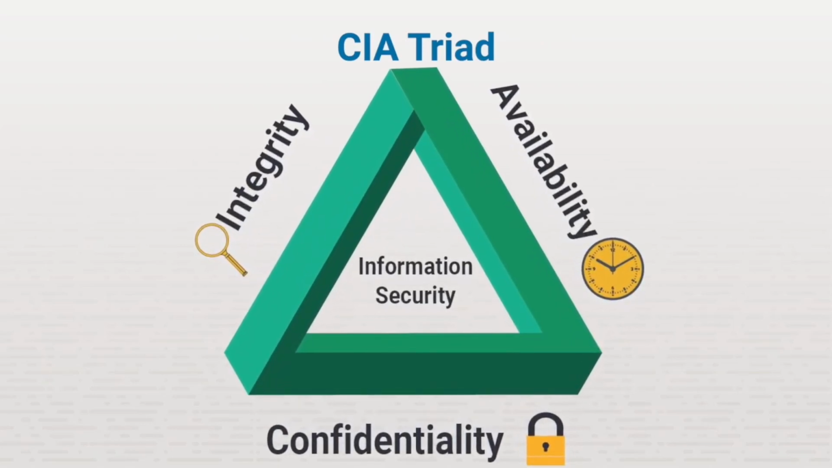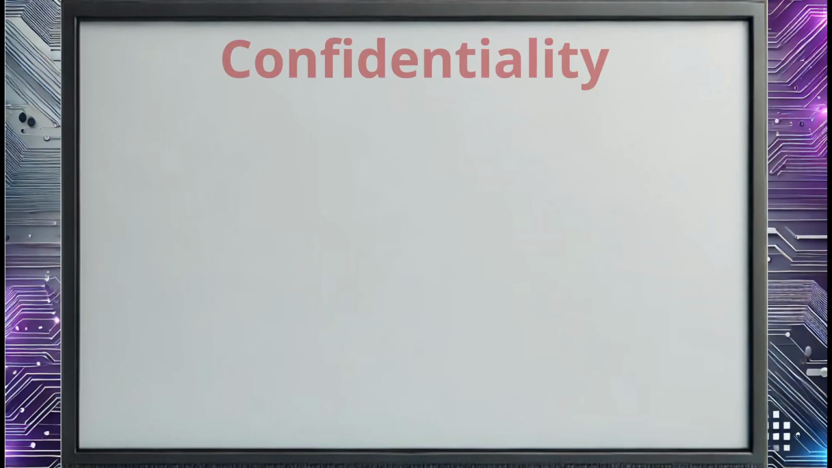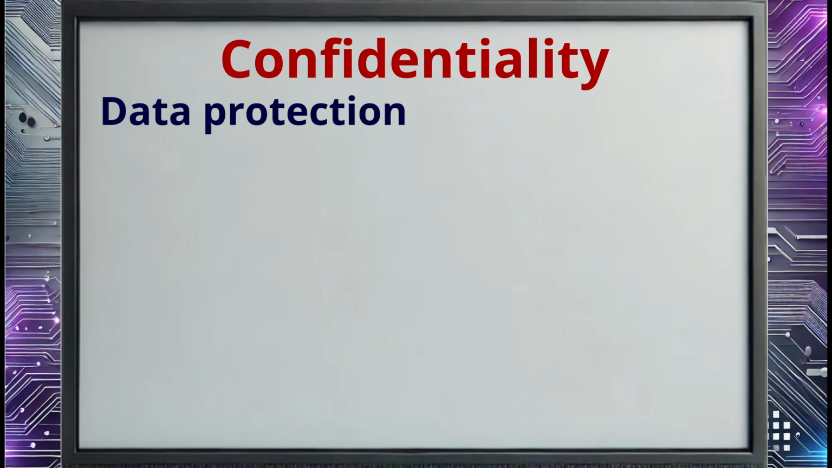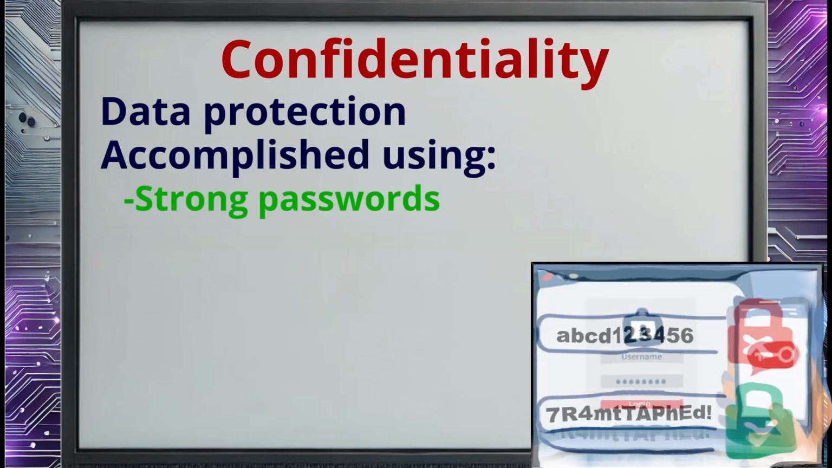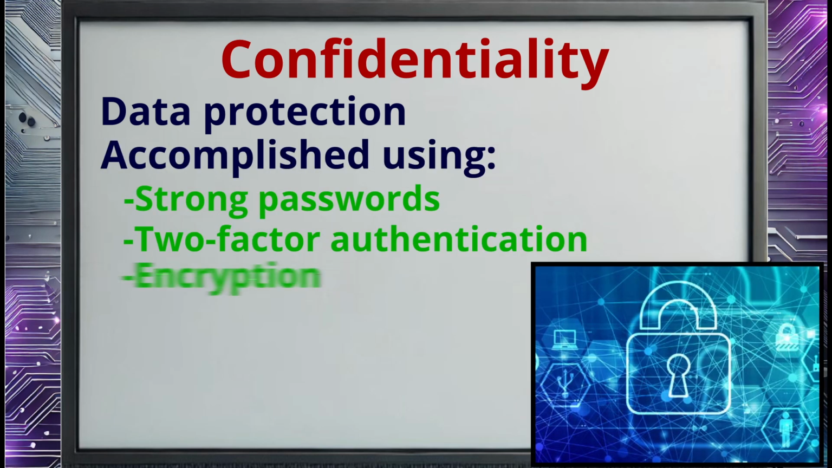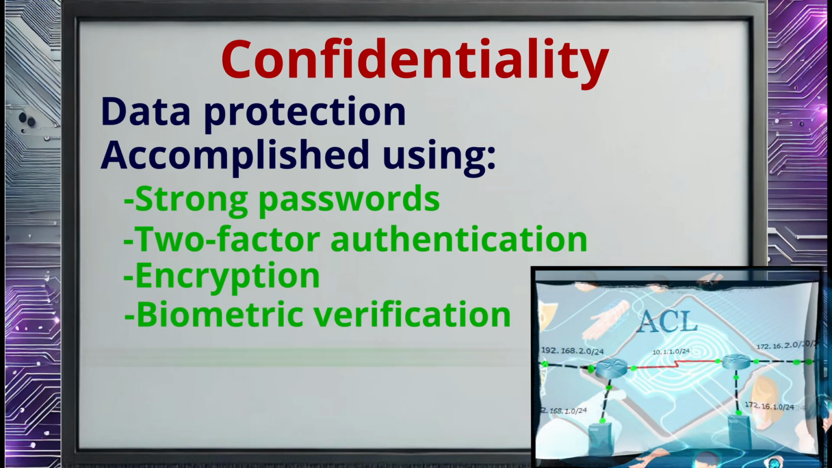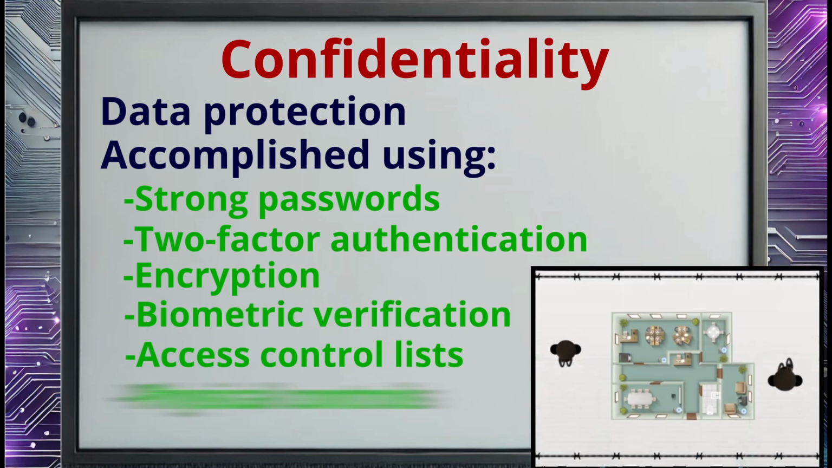Let's first talk about confidentiality. Confidentiality, or what we usually just call privacy, is a set of practices that protects data from unauthorized access. These measures can include strong passwords, two-factor authentication, encryption, biometric verification, access control lists, and physical controls. Let's look at an example.